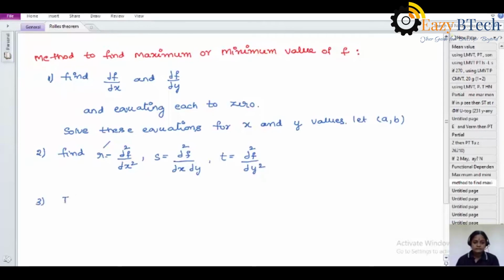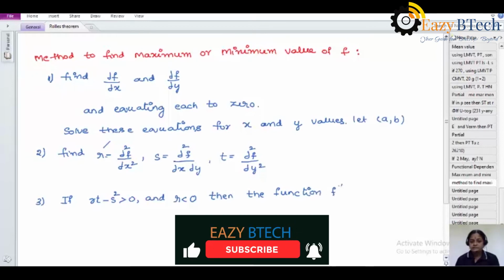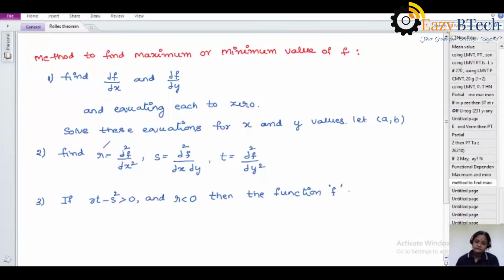And the third step: if rt minus s square is greater than 0 and r is less than 0, then the function f has a maximum value at a comma b.